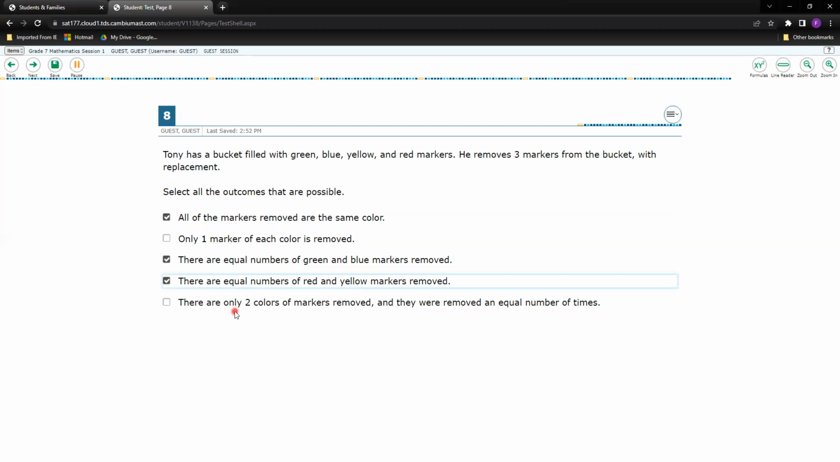And finally, there are only two colors of markers removed, so like green and blue, and they were removed an equal number of times. But he takes out 3, so how can you get 3 markers and only have 2 colors? And if they're equal, it's going to have to be either 2 green and 1 blue, or 2 blue and 1 green. So this does not make sense, so we leave it alone. And again, moving on.